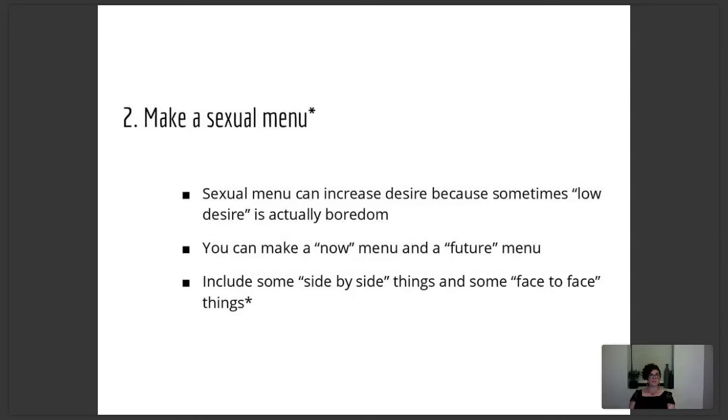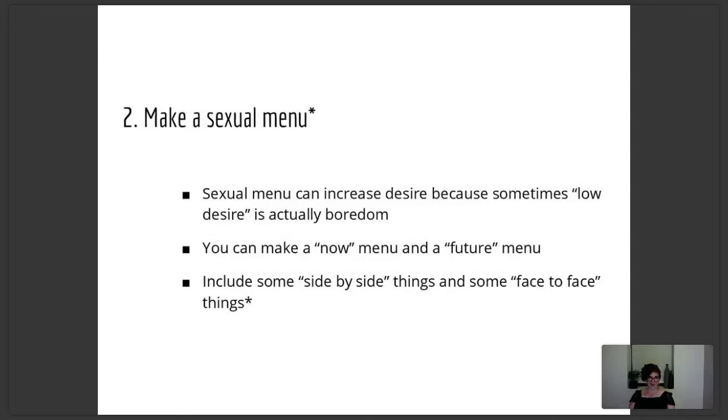So this can be fun, and sometimes if people think they're having low desire, they're just a little bit bored. So this can be a way to explore some new ideas and things you'd like to try, especially for the people that might have been in a relationship for a long time and are feeling their desire fading a little. You can make a now menu and a future menu.